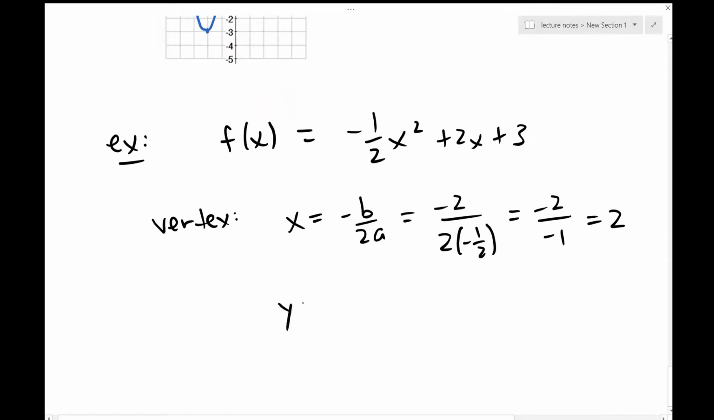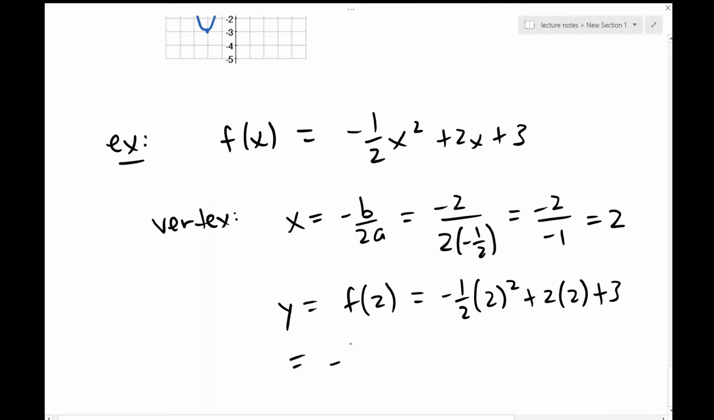Again, to find the y coordinate, we simply have to take that number that we got for x and plug it back into the function. So this becomes negative 1/2 times 2 squared plus 2 times 2 plus 3. Of course, that'll simplify to negative 1/2 times 4 plus 3. So we have negative 2 plus 4 plus 3. And of course, that will be 5.